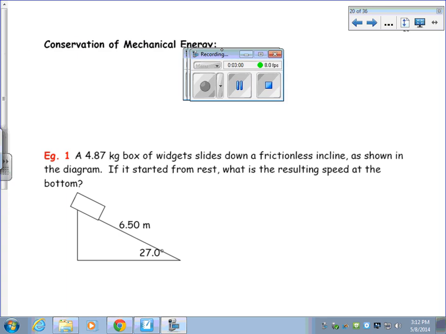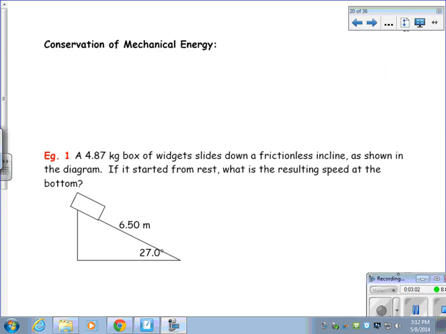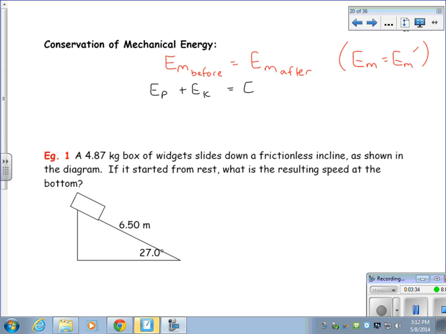Okay, conservation of mechanical energy. So this is a review of Science 10. And conservation of mechanical energy says that mechanical energy before equals mechanical energy after. Now, instead of writing the subscripts before and after, I usually write this as EM equals EM prime, and that prime means after. So what this basically says is that if you figure out the potential energy and the kinetic energy, which is the total mechanical energy of an object at one point in a system, that's going to be equal to the sum of the potential energy and the kinetic energy at a second point in the system.